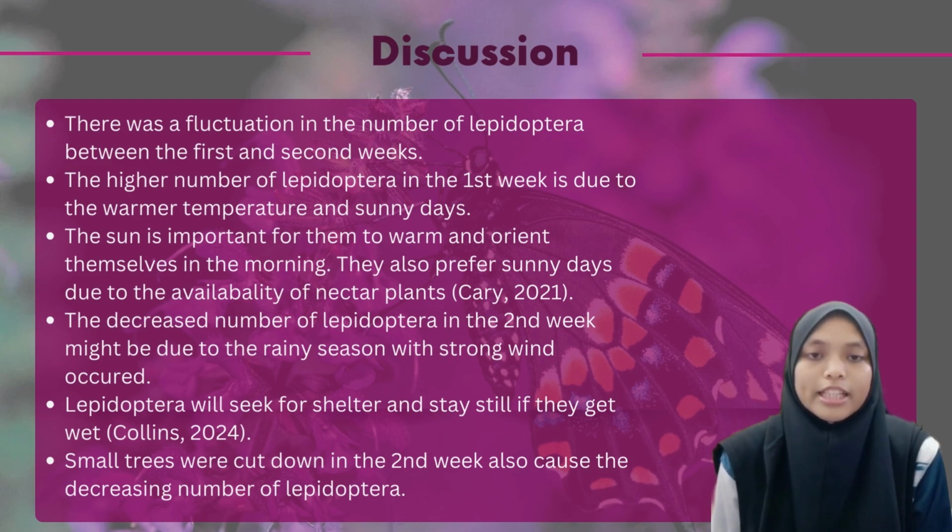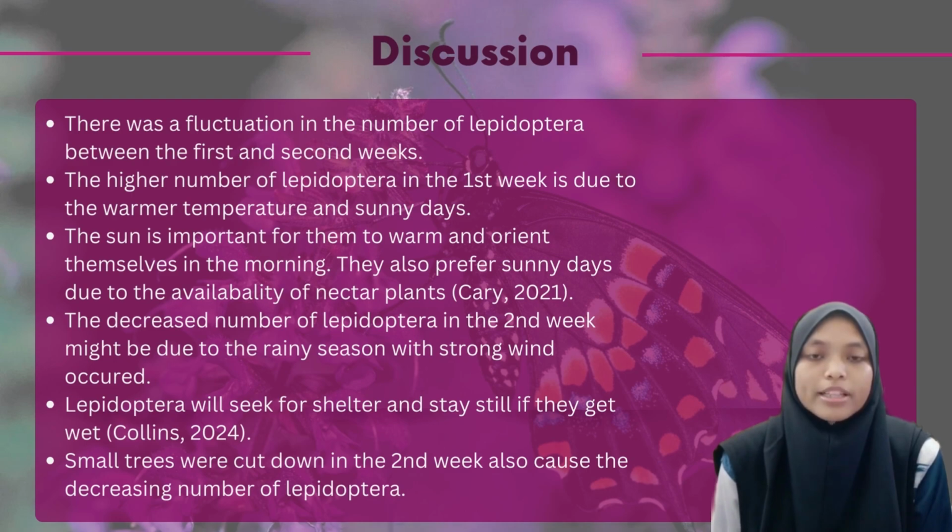Lepidoptera prefer sunny days since they are cold-blooded and need the light from the sun to hit the muscles they use to fly. On the other hand, in the second week of capturing the Lepidoptera, the number decreased, which may be due to the bad weather like the rainy season and strong wind during the second week. As a result, they will hide under leaves, on trees, on grass, or under rocks to protect themselves.